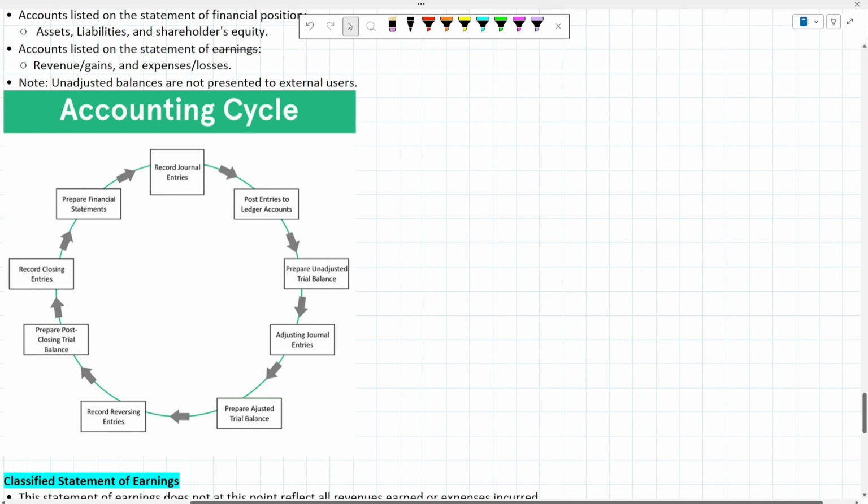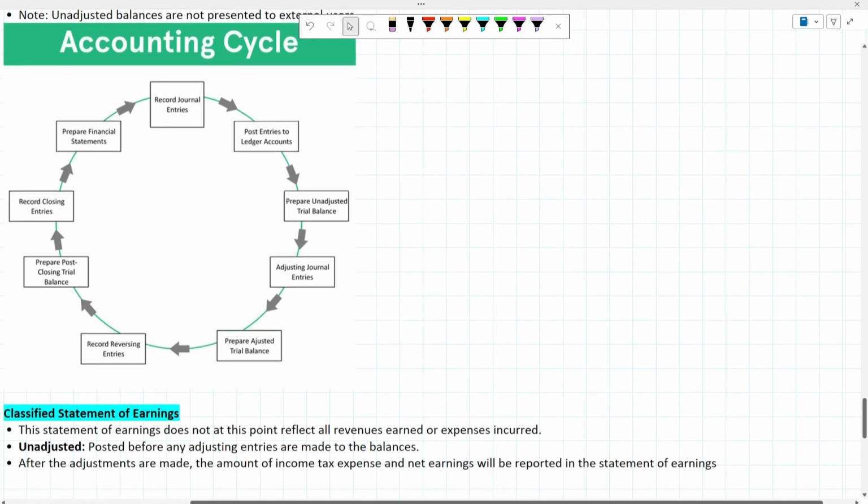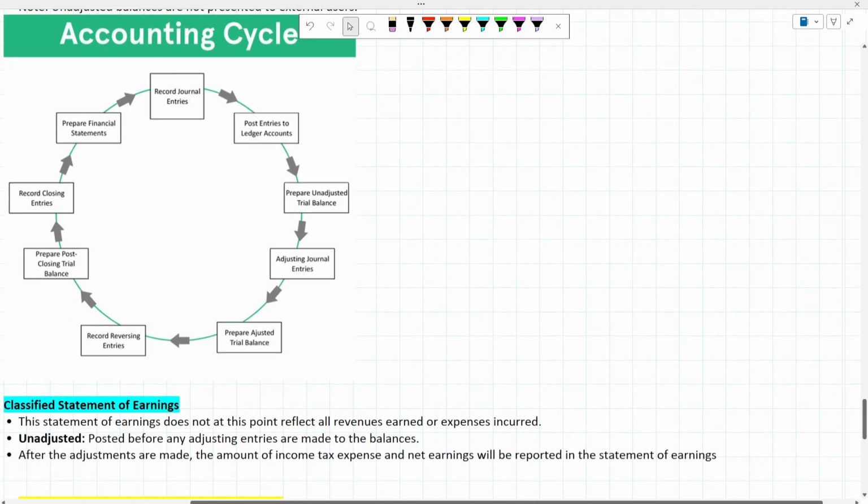So the accounting cycle: record journal entries, post entries to ledger accounts, prepare unadjusted trial balance, adjusting journal entries. So we want to adjust it here. Prepare adjusted trial balance, record reversing entries, prepare post closing trial balance, record closing entries, prepare financial statements.